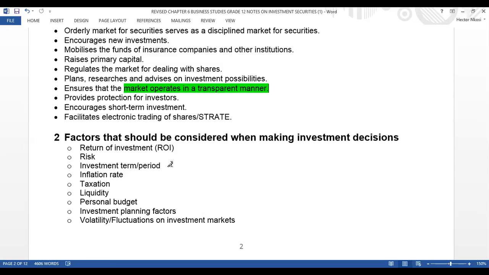Also, we must look at the inflation rate at that point in time. We must also look at your taxation. Also, we must look at the liquidity, how liquid you are, or how liquid the business or the company is, before you can invest. The personal budget, it's very important for us to have our personal budget. Your investment planning factors, your volatility or fluctuations on the investment market, those are also important points.